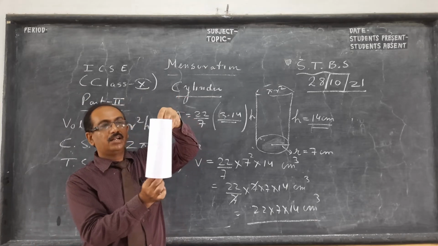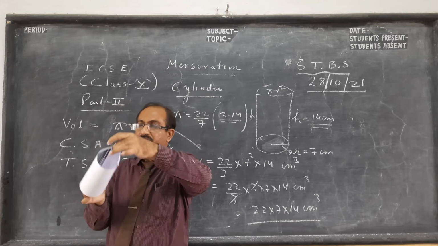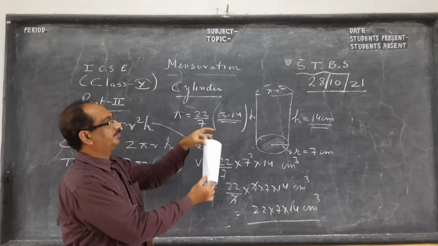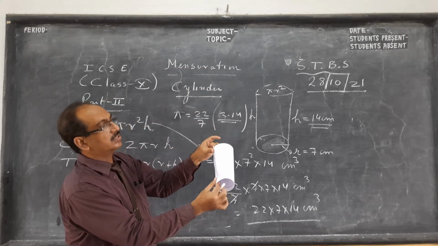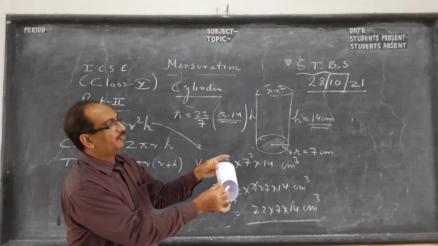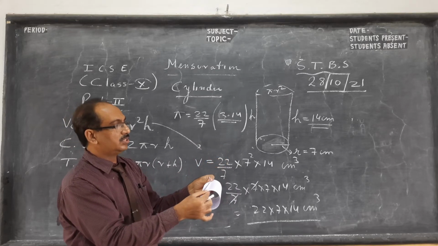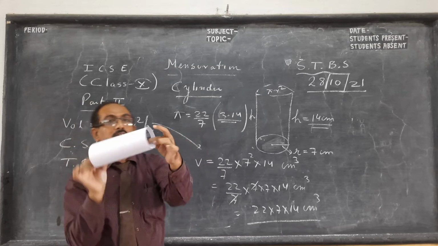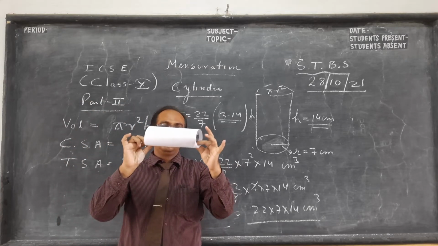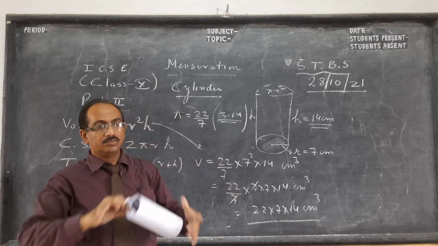It's actually a rectangle when you open it. It's a curved surface area. And here one circle is there. So this is a hollow cylinder. If you have something like a pipe, there is one circle here and one circle here. So this is called the curved surface area.